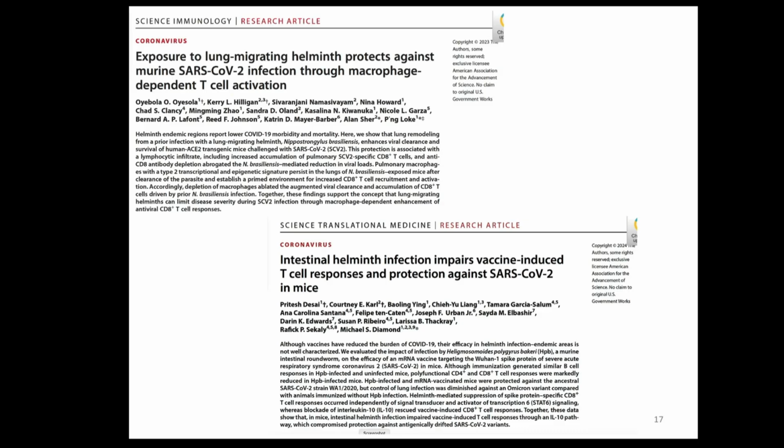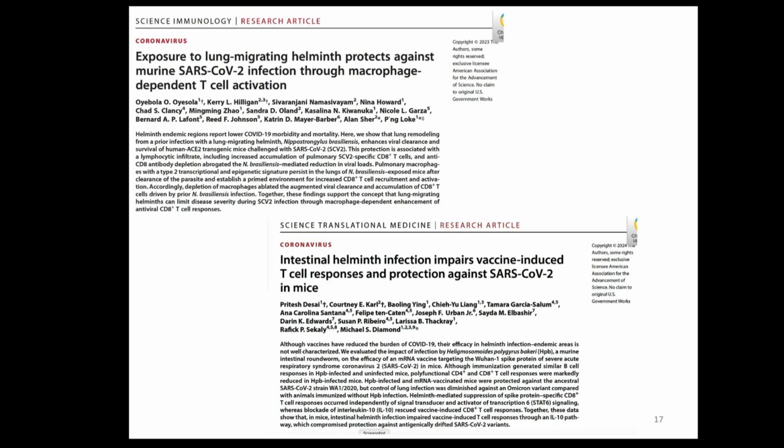And people have also seen that if you happen to be carrying a helminth infection when you got a COVID vaccine, you actually made a worse response. So again, because you were deviating to Th2, which was not the one that was really protecting you. And so these are some really recent examples where we've been seeing deviation. One of these papers is one of the options for the assignment that's due on Friday.